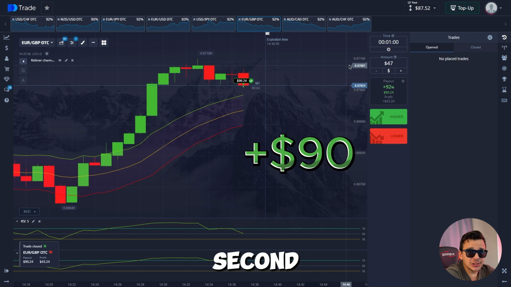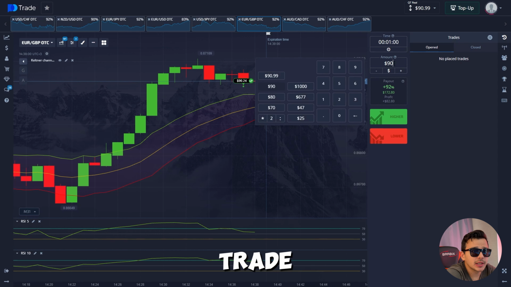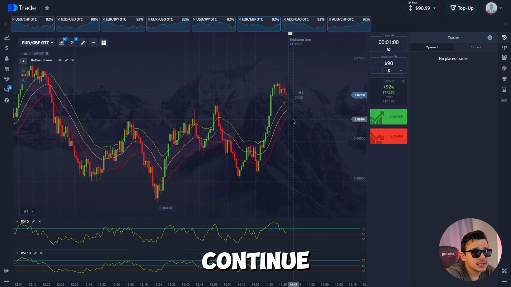And our second trade closes in plus. Let's change the amount of the trade, put the maximum again and continue our trade.